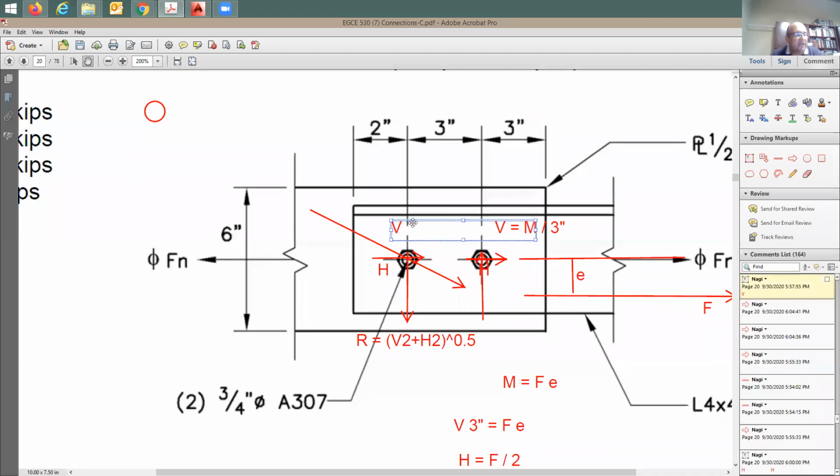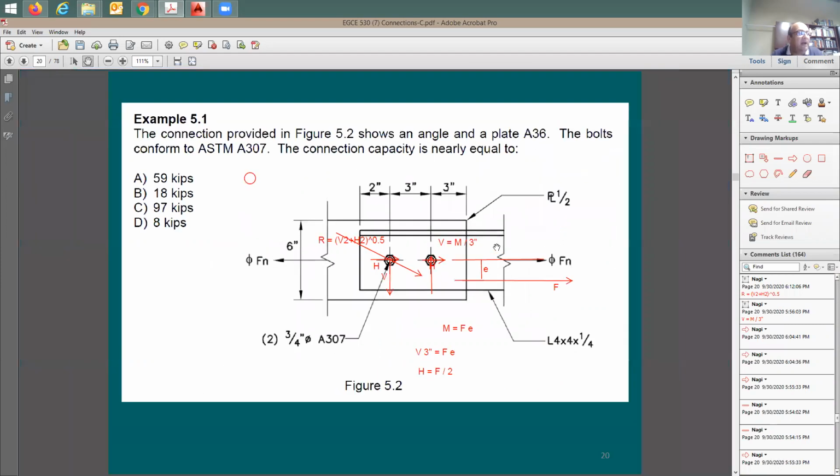So in this exercise, I did two forces, horizontal and vertical. I did the resultant. I compared the resultant with phi Rn, which means the strength in shear for one bolt. In here, I didn't do it this way.